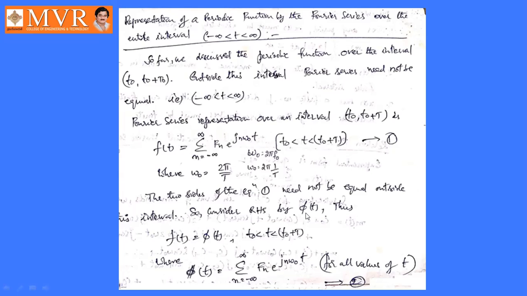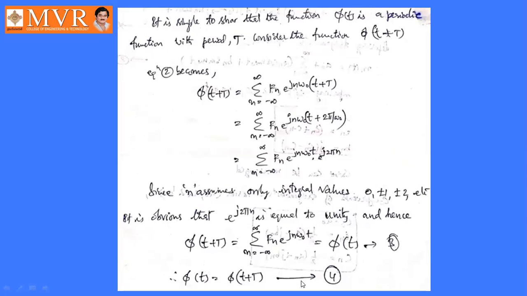So consider the RHS as phi of t. This RHS is phi of t. So f of t equal to phi of t for t naught less than t less than t naught plus t, where phi of t is sigma n equal minus infinity to infinity Fn into e power j n omega naught t for all values of t. Let it be considered as equation number 2. So it is simple to show that the function phi of t is a periodic function with period t.